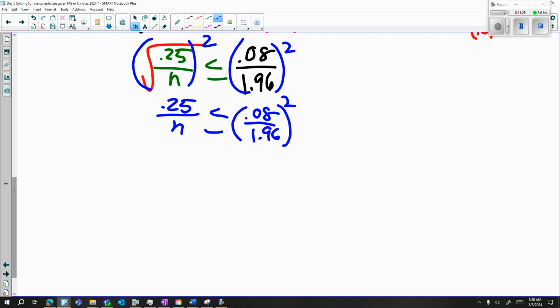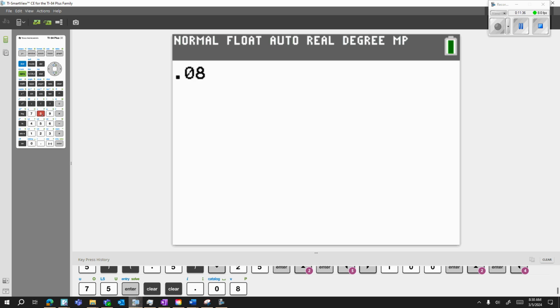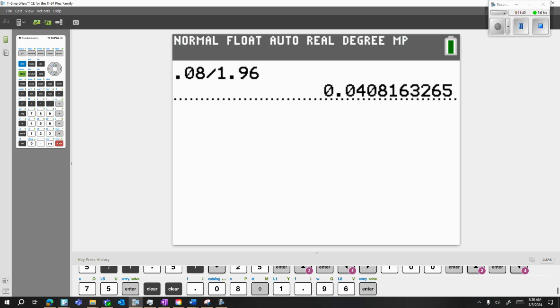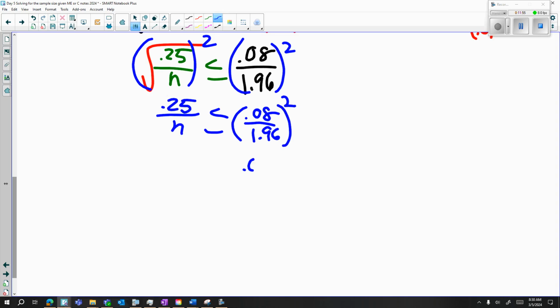So I'm going to show you what this equals. I'm not going to round. I'm going to write out a pretty long decimal here. So I have 0.08 divided by 1.96, hit enter, then just square that last entry. So hit square the last answer, and you get this. I'm going to write this out for you so you can see what's going to happen next. It's about 0.0017. Okay.